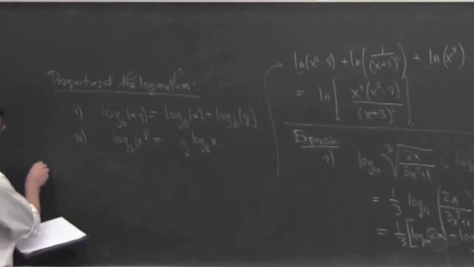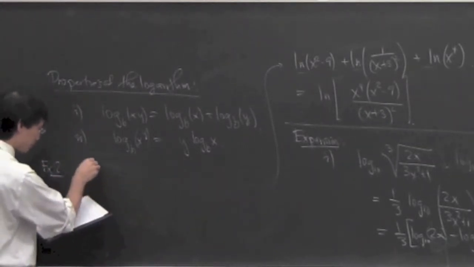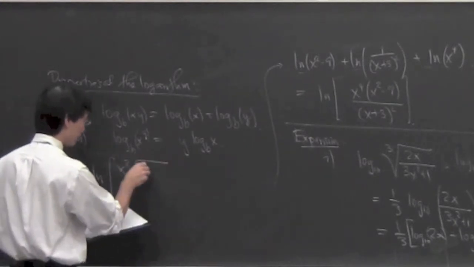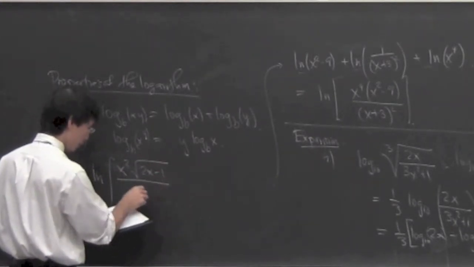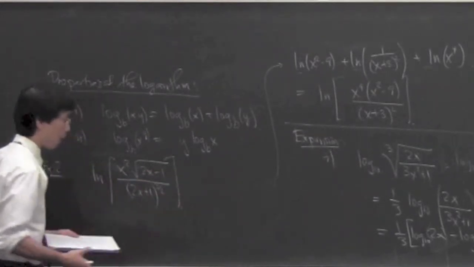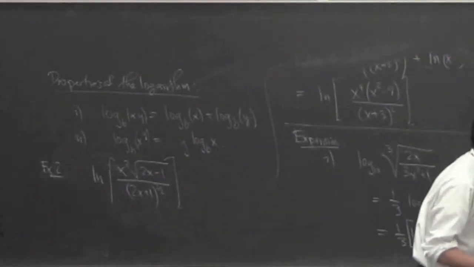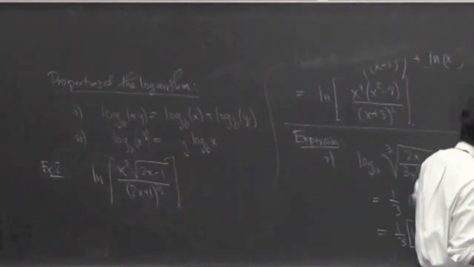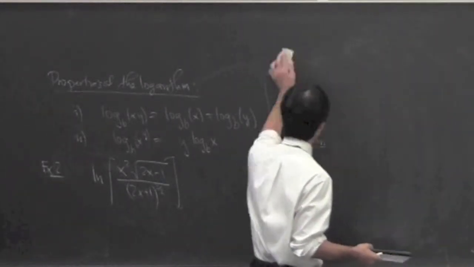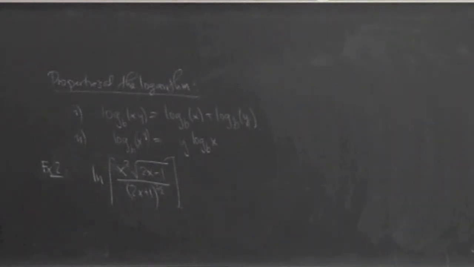Okay. So, the natural log of x squared times the square root of 2x minus 1, over (2x plus 1) to the 3/2. Take a minute or so and see if you can do it yourself, or feel free to talk to other people and see if they got the same thing as you.